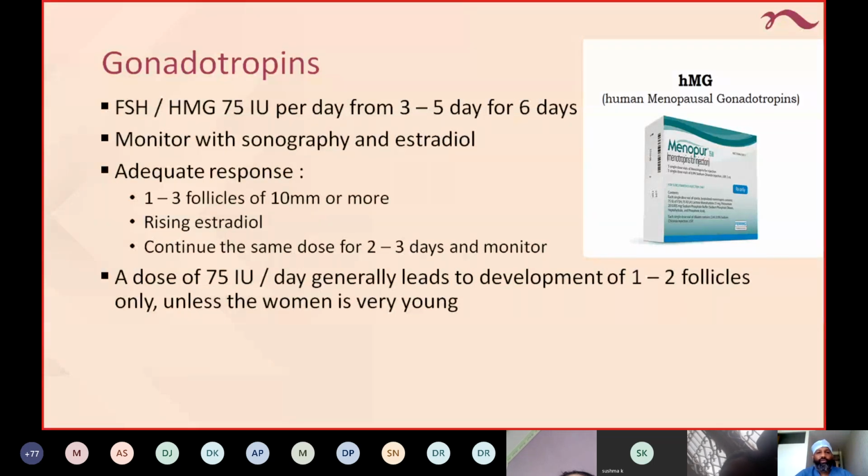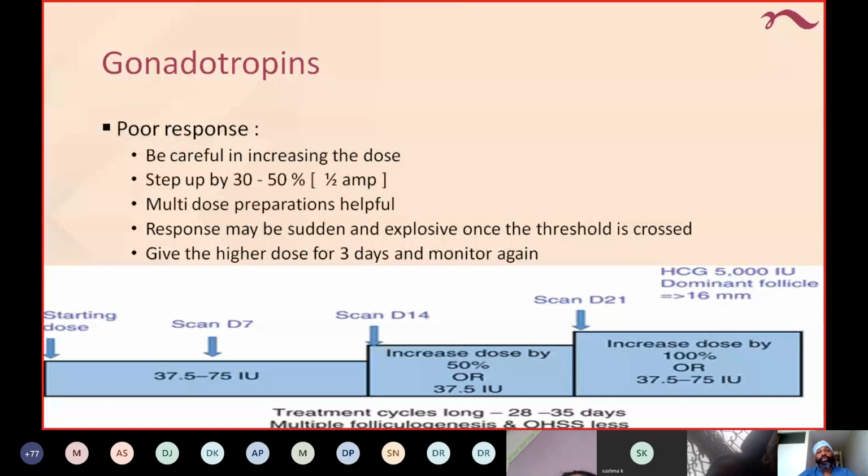A dose of 75 international units may generally lead to development of 1 or 2 follicles only, unless the woman is very young or thin, which can hyperstimulate. So when we talk about poor response, here we are not getting even one follicle. So we should be careful in increasing the dose, step up by 30 to 50%, that is half an ampule. Multi-dose preparations are helpful, and the response may be sudden and explosive. So you should be very careful that suddenly you can have so much of a response, and give the higher doses for 3 days and then monitor again.